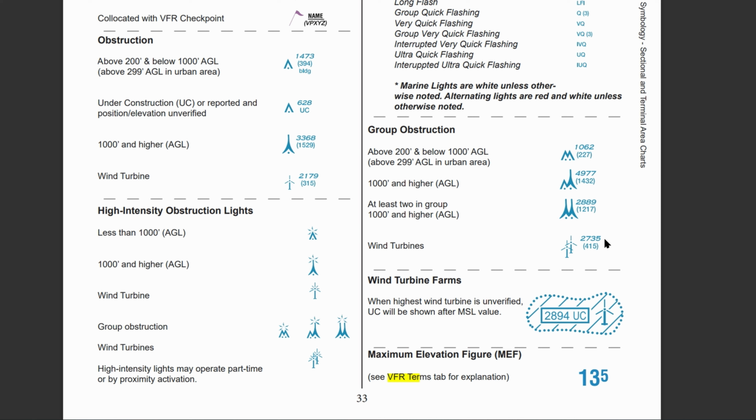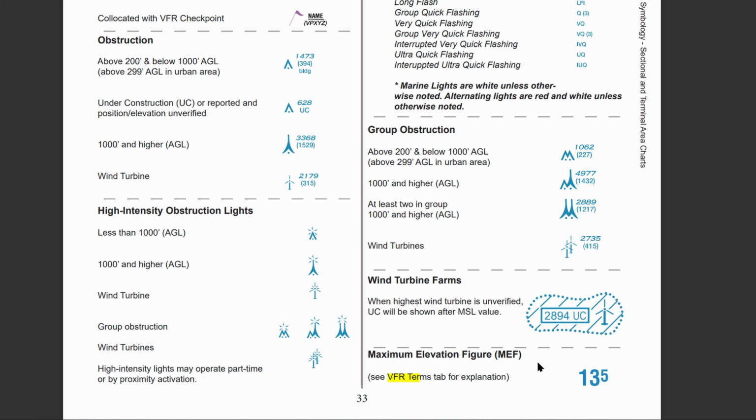Multiple wind turbines are going to be represented by this. And if you have a whole wind turbine farm, it's just going to be a single wind turbine with a dotted line around it to show the area where all these wind turbines are located. The highest wind turbine will have a number right here. That's going to be its MSL value. That's important to note. It can be a little confusing because I know this is usually AGL, but it's a large number, right? So this is MSL. Usually it's MSL if it's a bigger number like this. If the actual height is unverified, it'll still have a number, but it might also include a UC, or just a UC, and that means that the windmill height, the actual tallest part of it, is unverified.